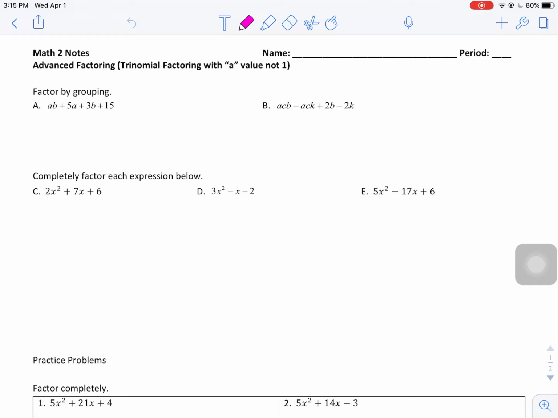Math 2, Advanced Factoring, which is factoring a trinomial where the a value is not 1 and we can't factor out a greatest common factor. See if you remember how to do factor by grouping before spring break by trying A and B.